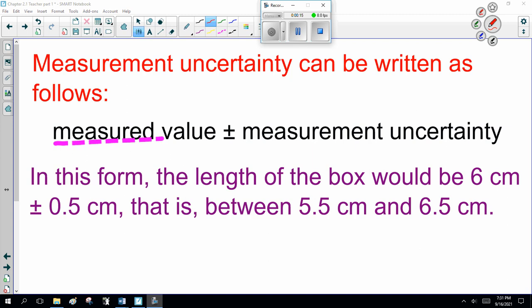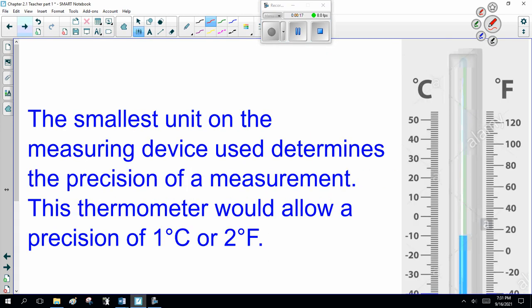Now, a few examples. The smallest unit on the measuring device used determines the precision of a measurement. The thermometer would allow a precision of 1 degree Celsius or 2 degrees Fahrenheit. So here, the temperature appears to be approximately minus 10. So we would say minus 10 degrees Celsius. Now the precision is 1 degree.